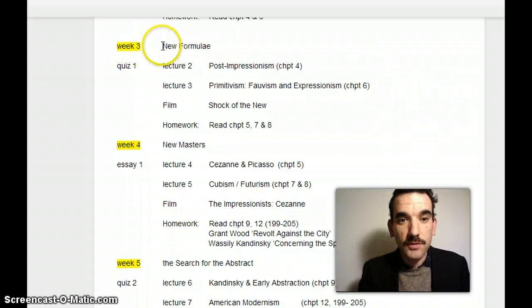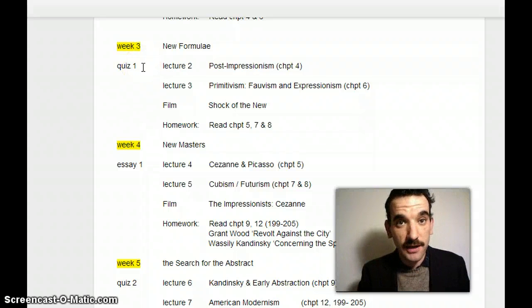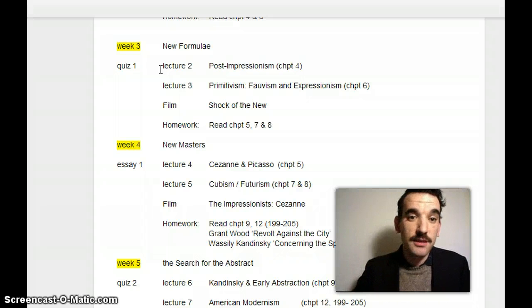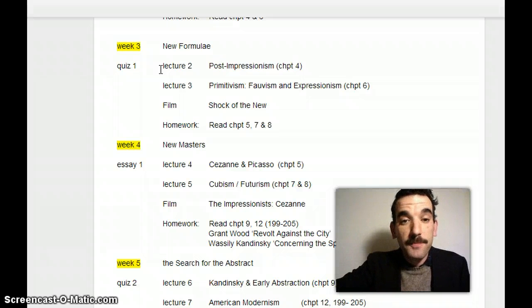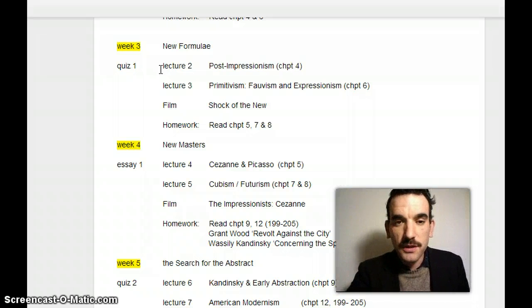Week 3 is generally what our weeks are going to look like. So you can see week 3, this is the topic we're dealing with, new formulae for artists, that is. We have a quiz that week. That quiz is going to be on the first slide lecture. A little bit of a training to get up to speed. There are then 2 lectures. Lecture 1 is on chapter 4 in the text, and lecture 3, or 2 and 3 rather, excuse me, is on chapter 6.